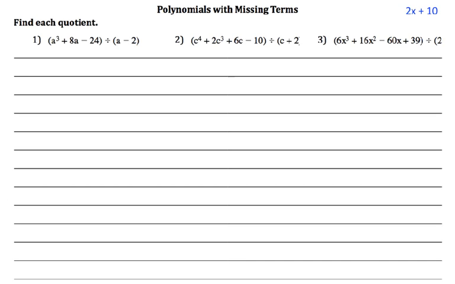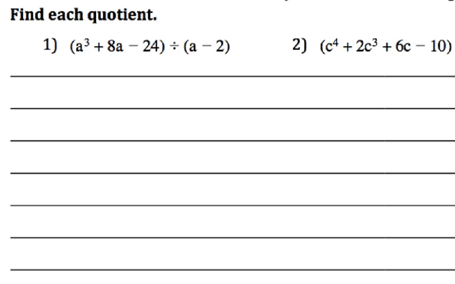Polynomials with missing terms. That'll be more clear what they mean by that in a second. And the reason this blue is over here is because this got cut off. Go ahead and get number 1 set up.